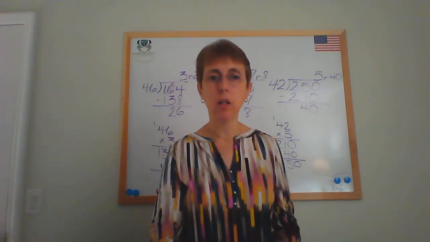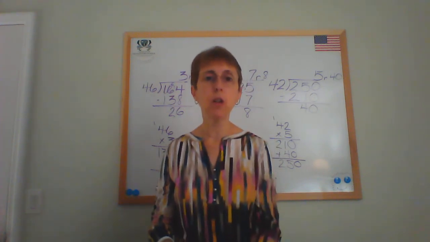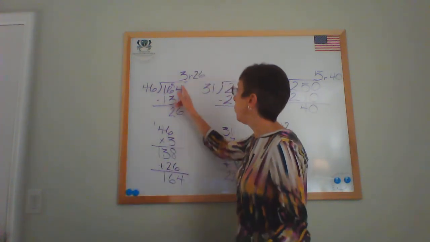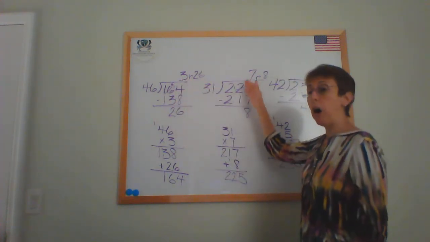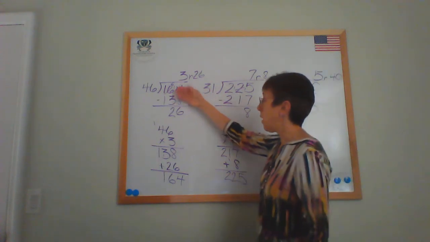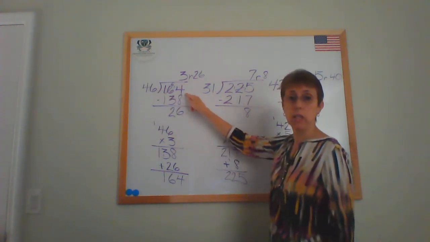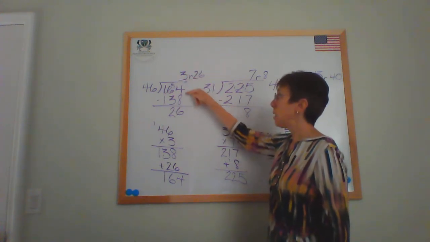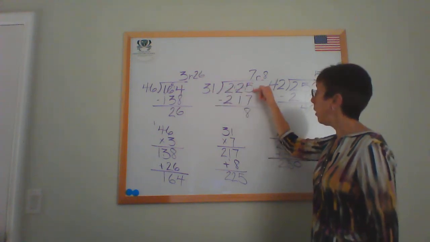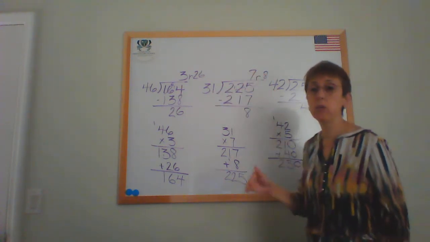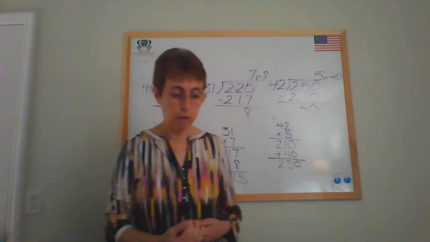You're working on long division. You want to keep things lined up, one under the other. You need to be careful where you're writing your quotient. Remember, it's going above the last digit that you're using. You're actually saying 164 divided by 46, 164, so your quotient has to be above that 4. You're saying 225 divided by 31. Your quotient has to be above the 5. So you're looking for that digit in the ones place and making sure you put your quotient above that.